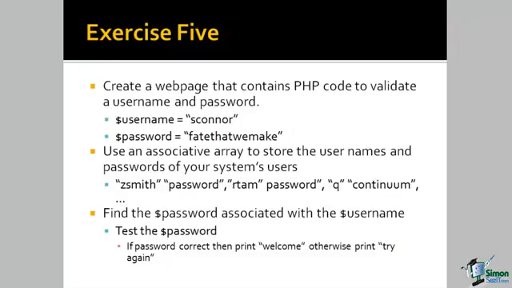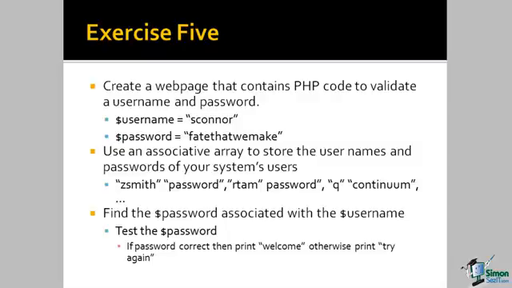Okay, so again, it's your turn. In this exercise, we'd like you to create a web page that's going to validate a username and password. So to do that, set two variables, username and password, to the values that are shown here. Then use an associative array that stores usernames and passwords and test against that associative array.